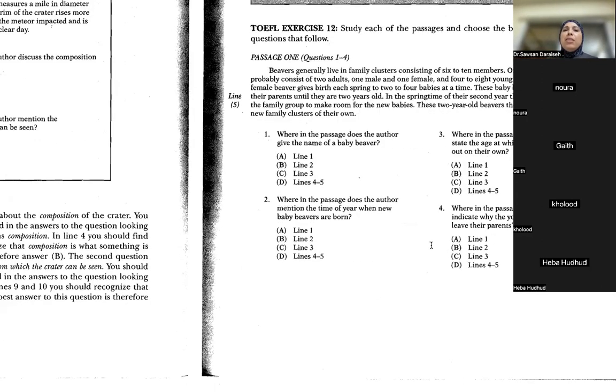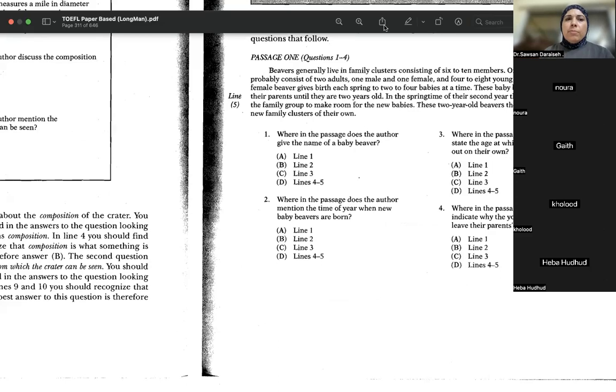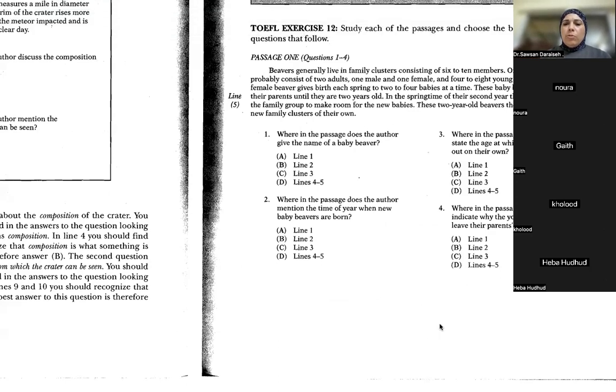Let's take a look at this passage. Beavers generally live in family clusters consisting, so a beaver is an animal, okay? Do you know it? Who knows what a beaver is? What are beavers? They're animals. Do you know them? Who knows what a beaver is? Let me show you a beaver.